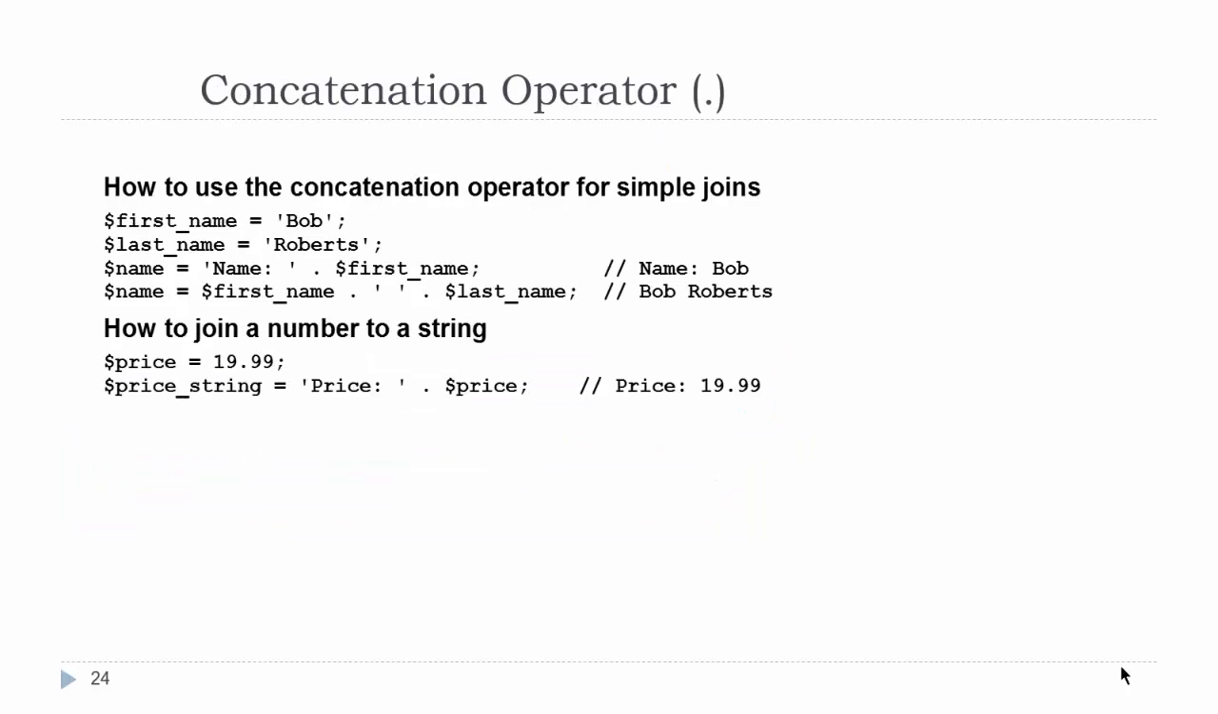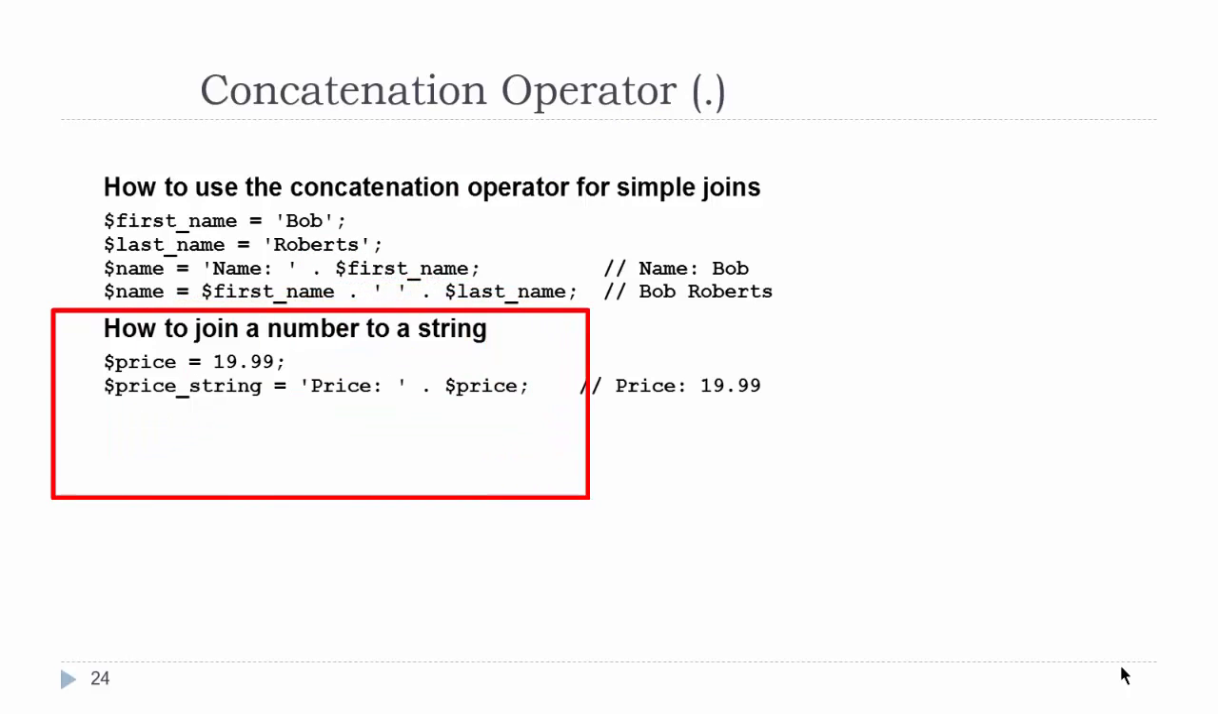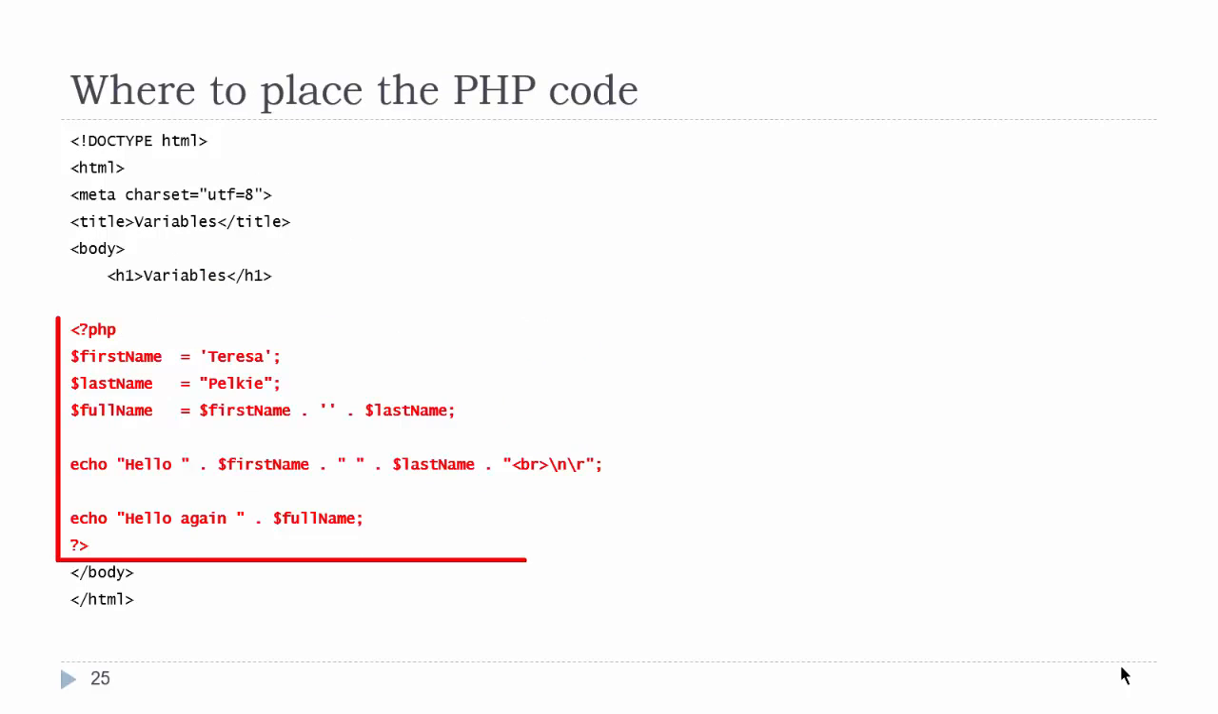In PHP, the concatenation operator is the period, not the plus sign. So if we wanted to concatenate, this is how we would do it. The PHP code can be placed anywhere in the HTML document. However, because it is placed inside the HTML document, there might be more efficient places to put it with respect to managing your code. However, it works pretty much anywhere.